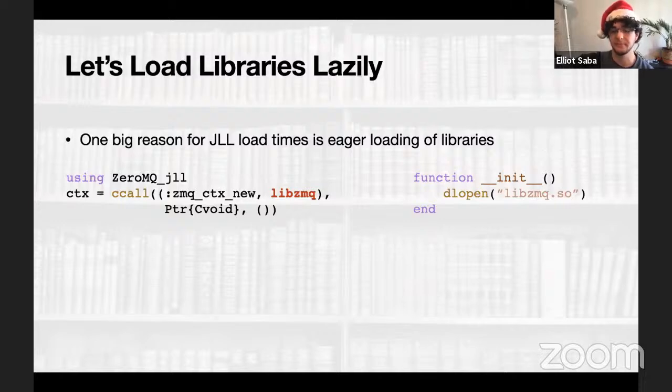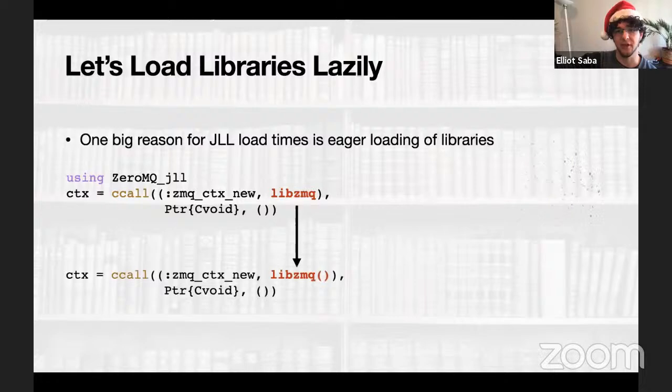Our proposed change is to change the API contract of JLL packages to, instead of exposing a constant string for users to use in their ccalls, it instead has a function. And this function will then lazily open all of the recursive dependencies that libzmq needs in order to have it load properly.